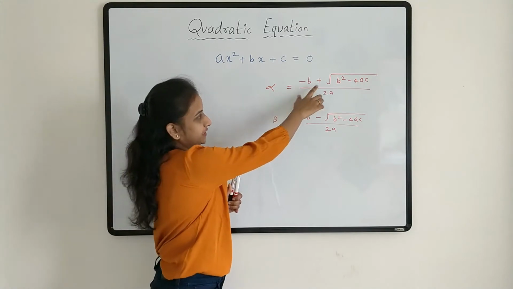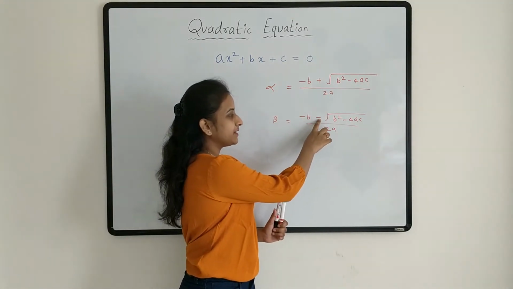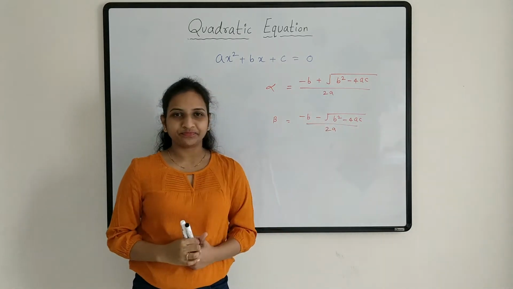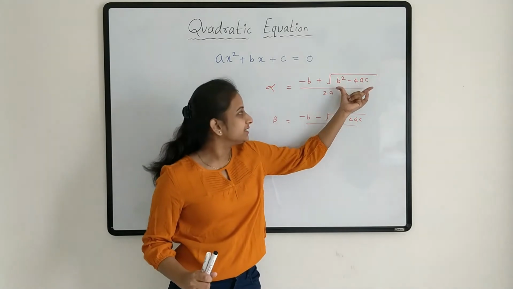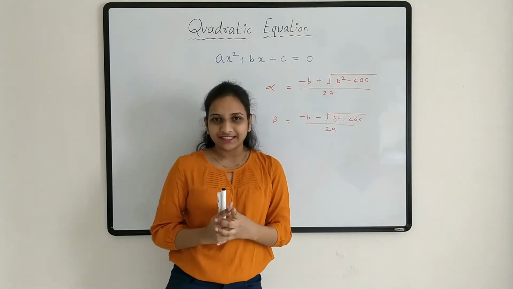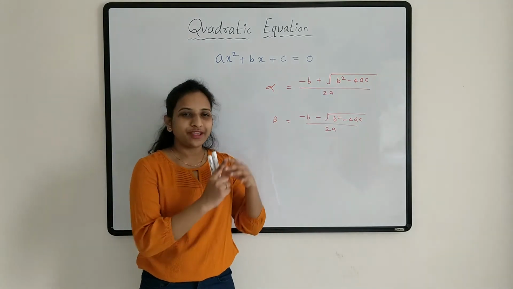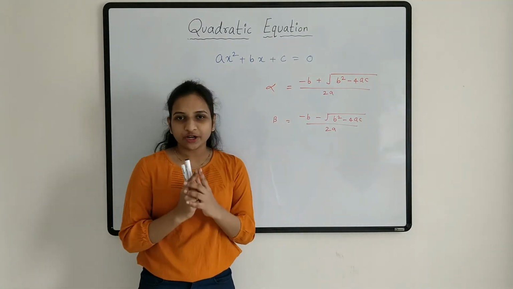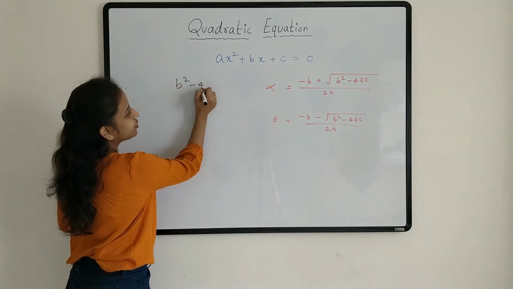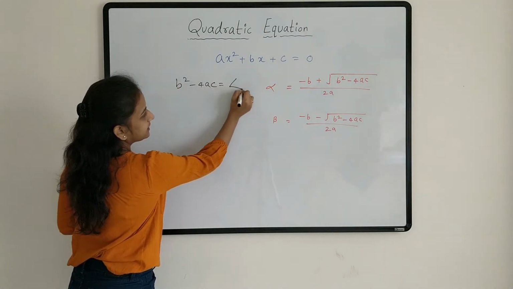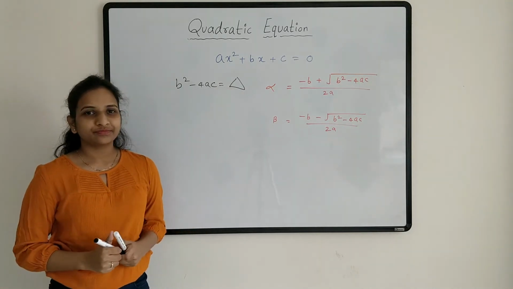For one root there is a plus sign for the square root term. For other root there is a negative sign for the square root term. The term inside this square root, this term b square minus 4ac is called discriminant. This term decides whether the roots are real or not real. This b square minus 4ac is called discriminant and denoted by delta.